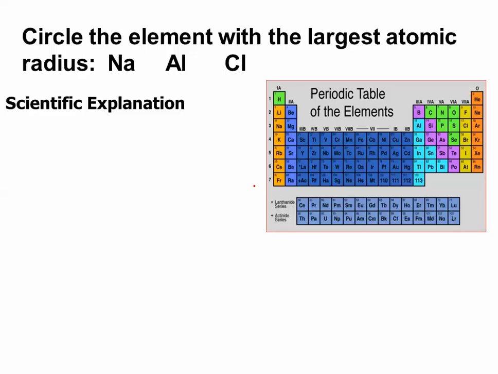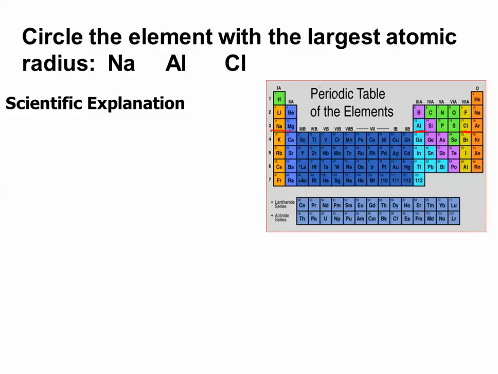All right, so let's do a question. Circle the element with the largest atomic radius. So we have sodium, chlorine, and aluminum right here. So let's look at these.